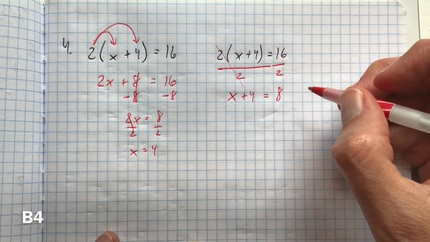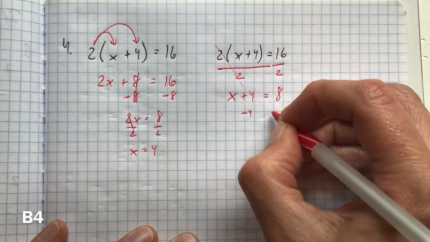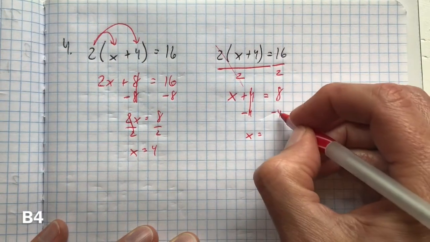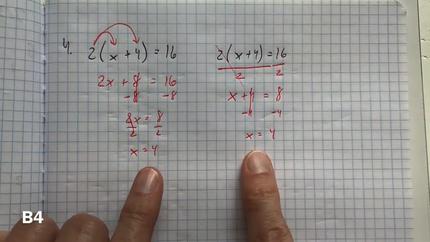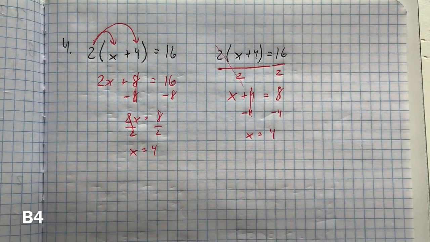It's a much simpler problem, but it's the exact same problem. So I'm going to divide or subtract by 4 here, subtract 4 here. This is going to be gone. X would equal 8 minus 4, which is 4. Both cases I got 4, but we still need to check to make sure we're right.